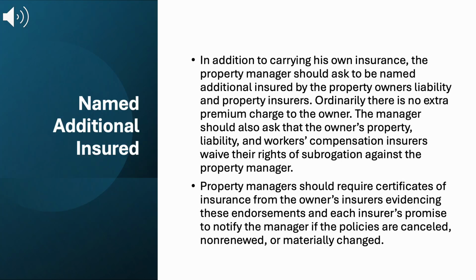Named additional insured. In addition to carrying his own insurance, the property manager should ask to be named additional insured by the property owner's liability and property insurers. Ordinarily, there is no extra premium charged to the owner. The manager should also ask that the owner's property, liability, and workers' compensation insurers waive their rights of subrogation against the property manager. Property managers should require certificates of insurance from the owner's insurers evidencing these endorsements and each insurer's promise to notify the manager if the policies are canceled, non-renewed, or materially changed.